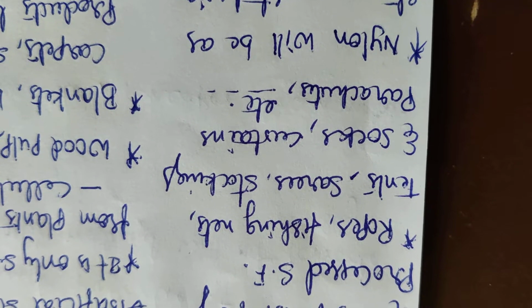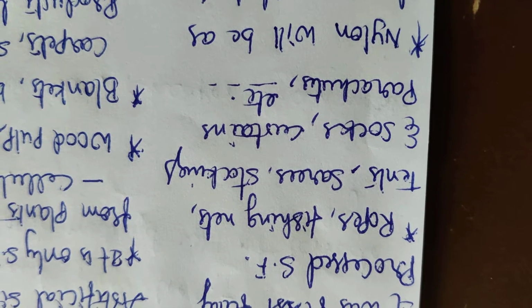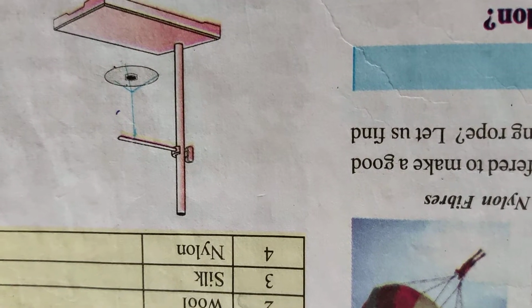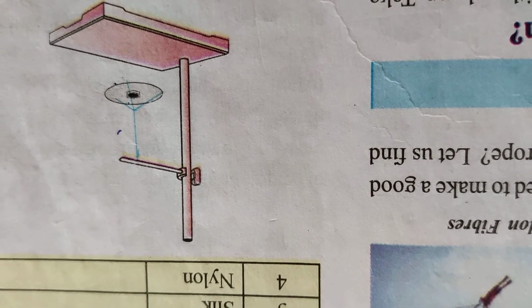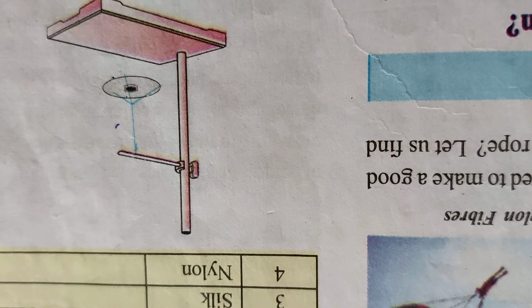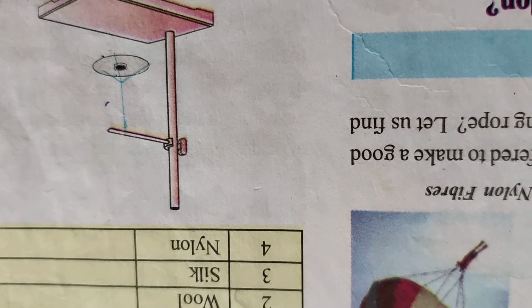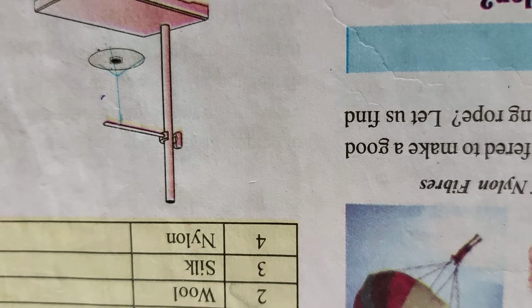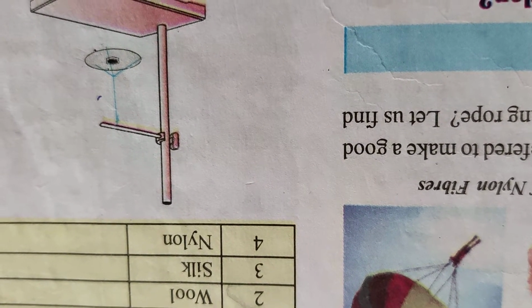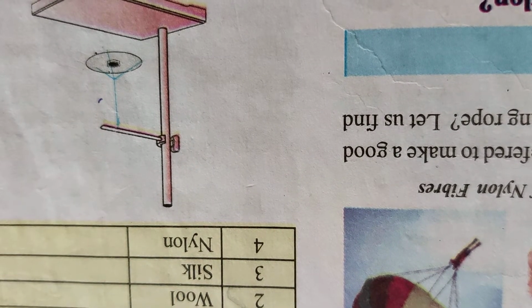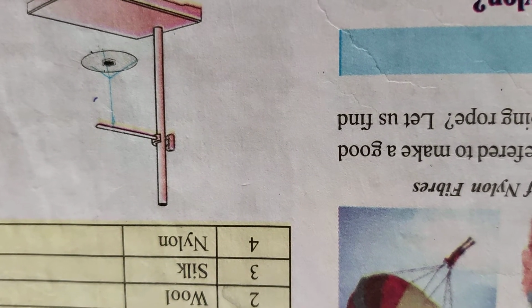For this we have one activity. You take one iron stand. Nylon fiber is very strong. For that we have this activity. Take one stand, and to this stand you take different kinds of threads, nylon, acrylic, cotton, and tie them to the rod. Another end should be free.